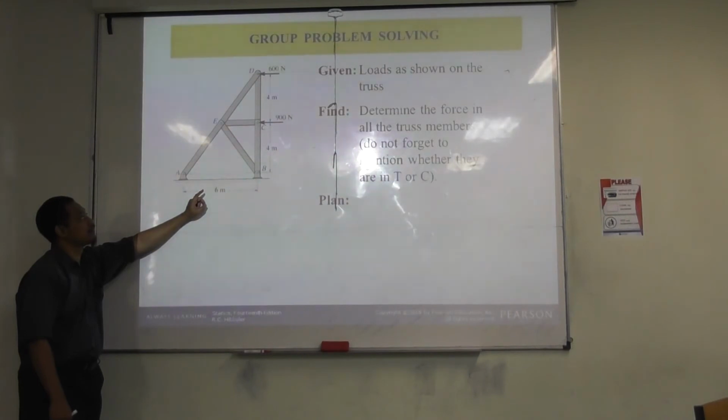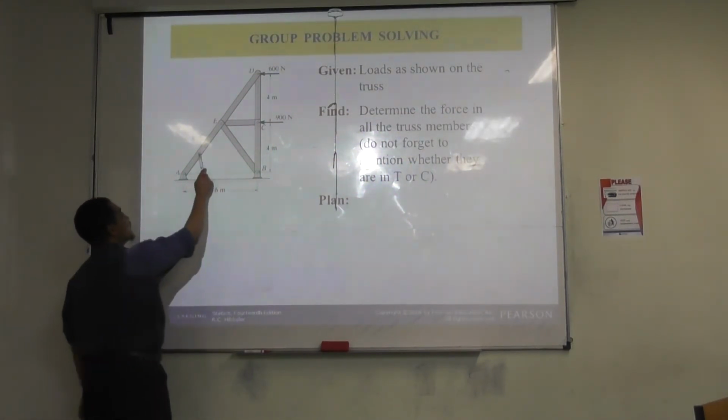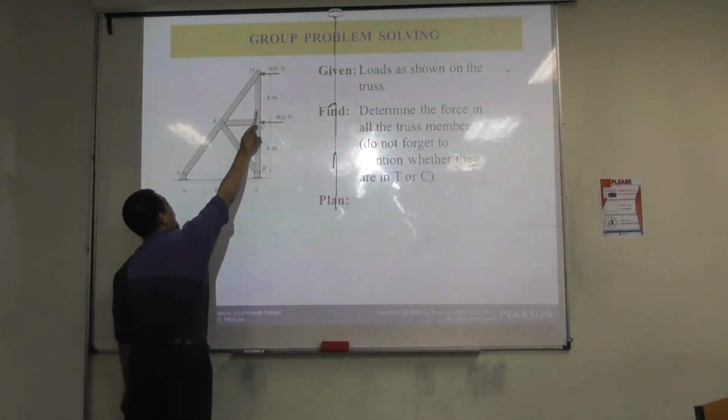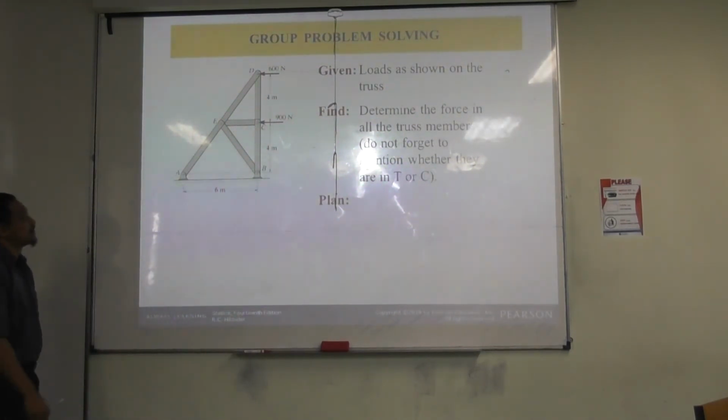Kira. 1, 2, 3, 4, 5, 6. Kenapa yang lama kan?